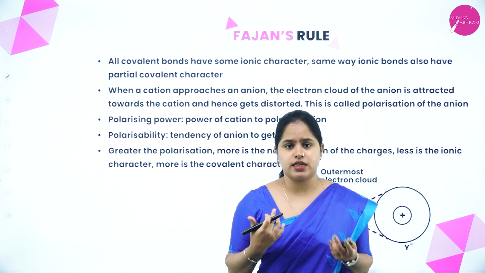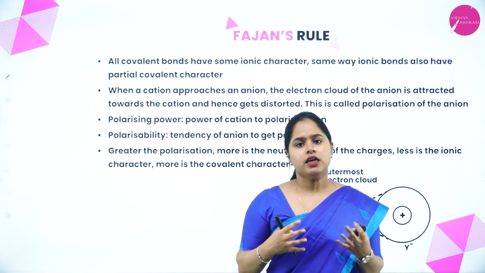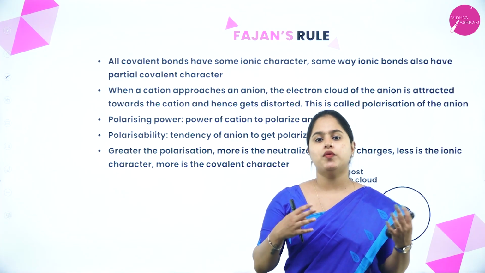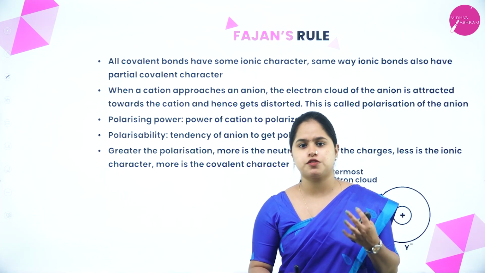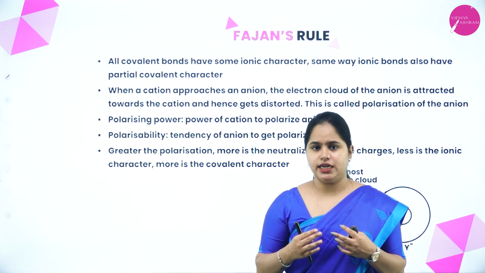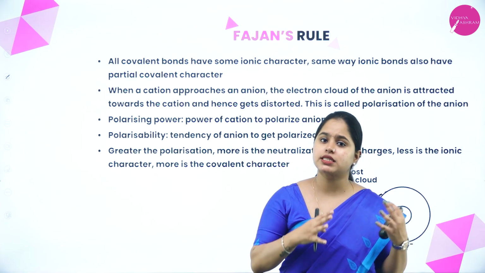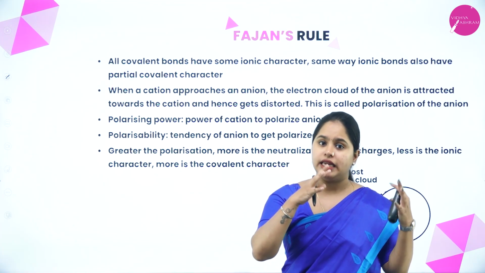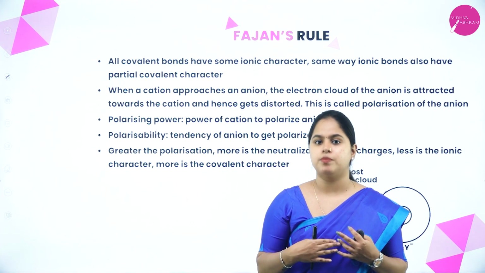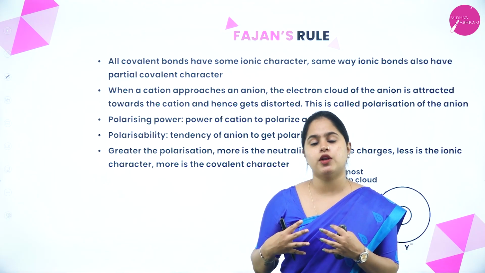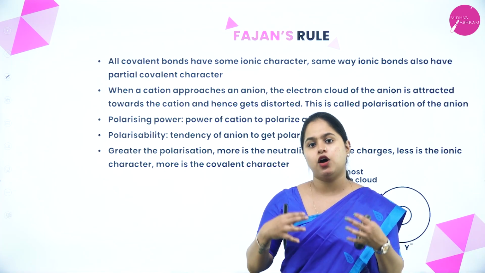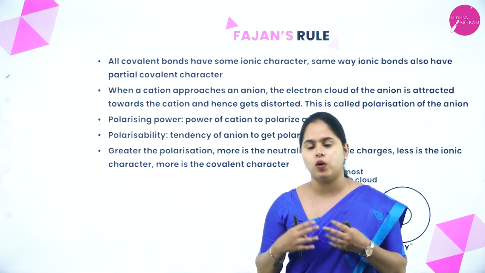So why exactly we are studying Fajan's rule is that we have studied about covalent bond and ionic bond. Right. Yes, covalent bond, sharing of electrons, and ionic bond is formed by the transfer of electrons. We are very clear about that. So what you have to understand is no covalent bond is completely covalent. That means in a covalent bond, some amount of it will show an ionic character as well. And in the same case, the ionic bond will not be completely ionic. Even that will be having a little covalent character.